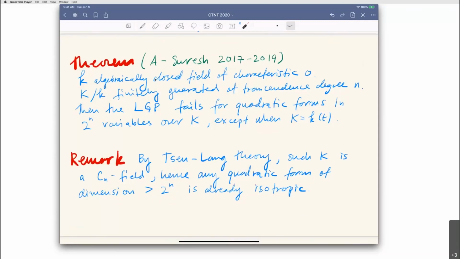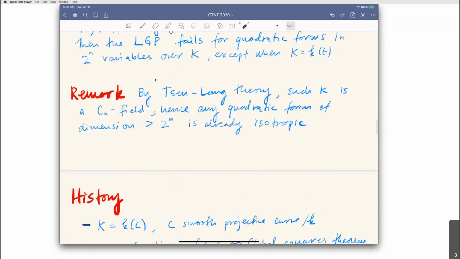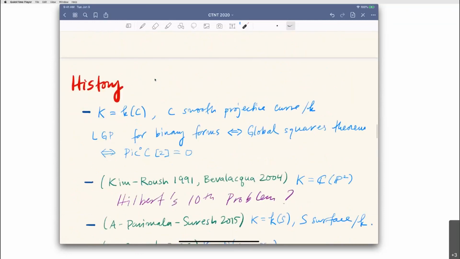And so you might think 2^n variables is kind of the first case where you might ask for there to be a counterexample to a local-global principle, and in fact we find them. Okay, I'll move forward. Let me just tell you a quick history about this theorem.